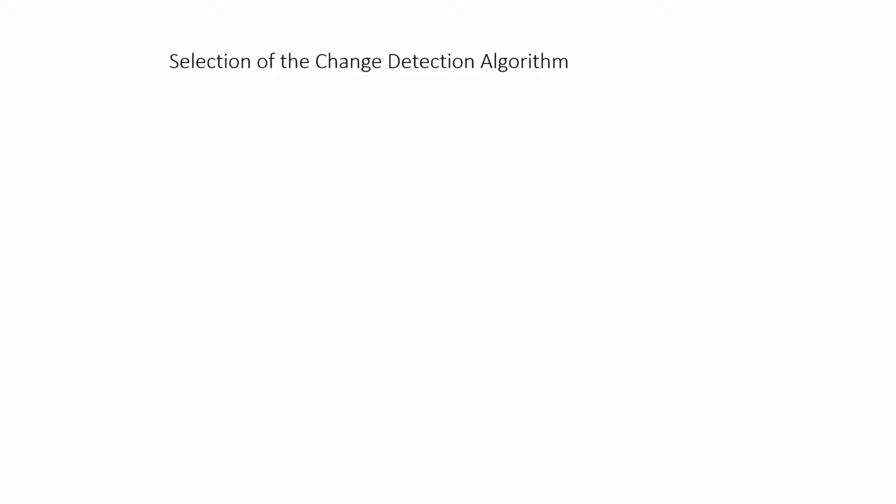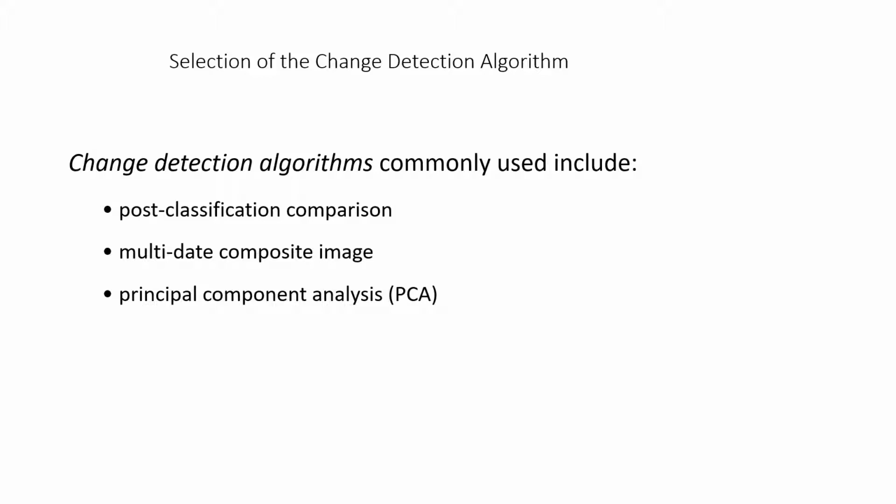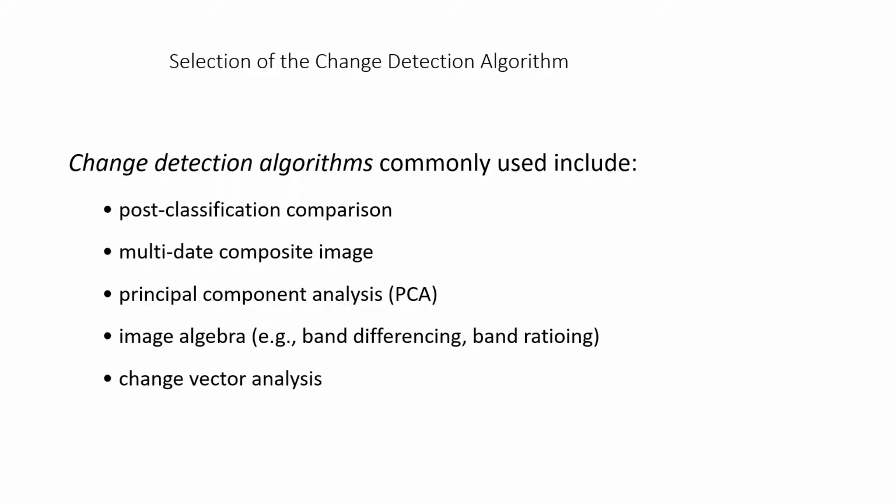How do we select the best change detection algorithm? Now, this is the confusing part that I just did a terrible job trying to explain in the original class slides. Change detection algorithms typically use a post-classification comparison. What does that mean? That means we classify the image first, and then we compare changes in the individual classes. Another thing we do a lot is multi-date composite images and principal component analysis, as well as image algebra, change vector analysis, and binary mask. So let's look at a couple of these and see if I can explain them a little better.